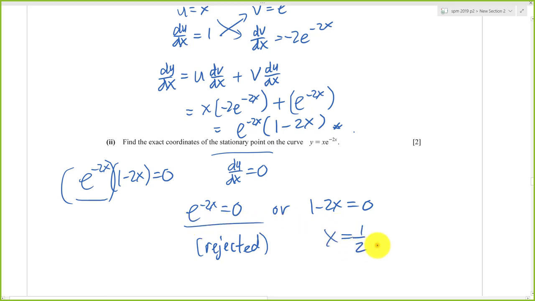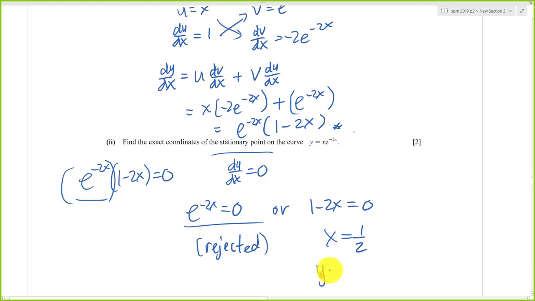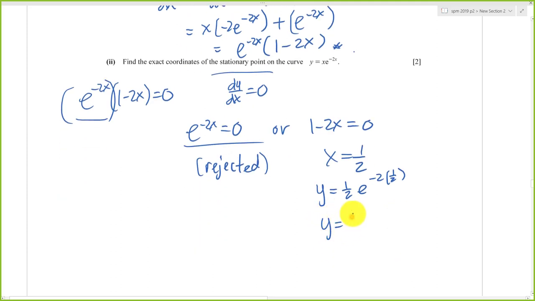So just write rejected for this one, cannot be solved. This one, x will equal 1 over 2. But they ask about coordinate, right? So we need to have y. So I will just sub into the y here. y equals half e^(-2 × half). So you need to solve this one. This is half e^(-1). So this e^(-1) is 1 over e, right? So it's 1 over 2e. So your exact coordinate will be half and 1 over 2e.